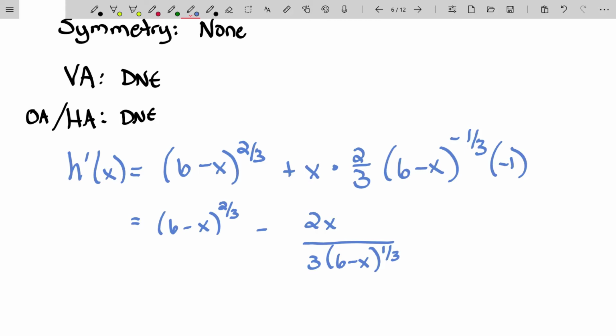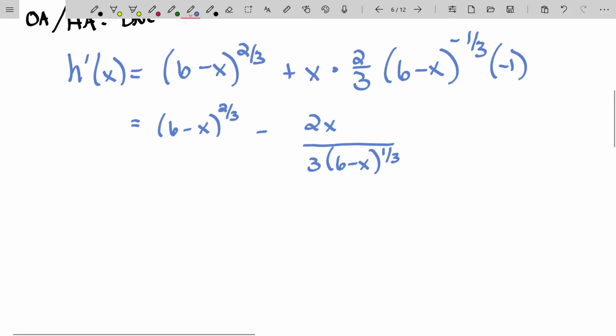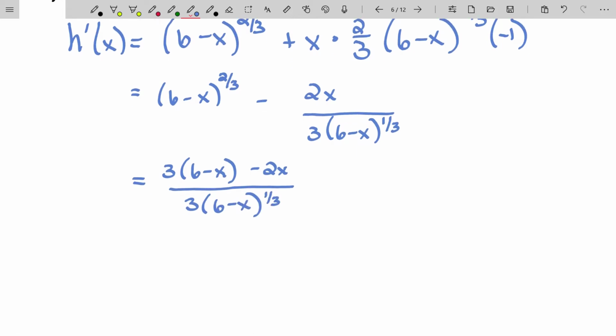All of your algebra is assumed here as a prerequisite, so I'm not speeding, I'm just doing it as quickly as I would expect you would do this. I'm going to multiply numerator and denominator of that first term by 3 times the quantity (6 minus x) to the 1/3 power, so I can combine these. When you do that, you get 3 times (6 minus x) to the 3/3 minus 2x, all over 3 times (6 minus x) to the 1/3 power. And one final little step for simplification: you get negative 3x minus 2x, so negative 5x plus 18.